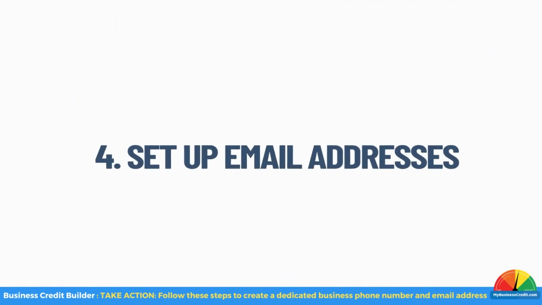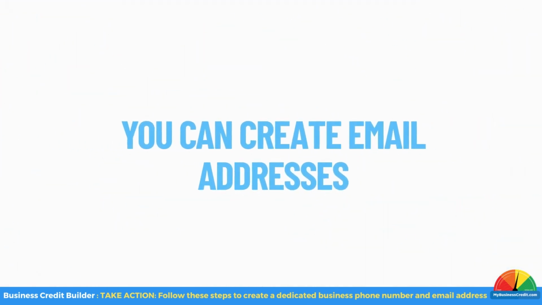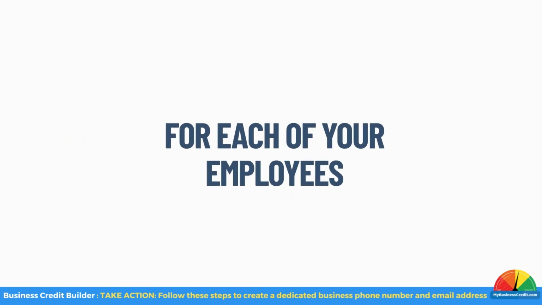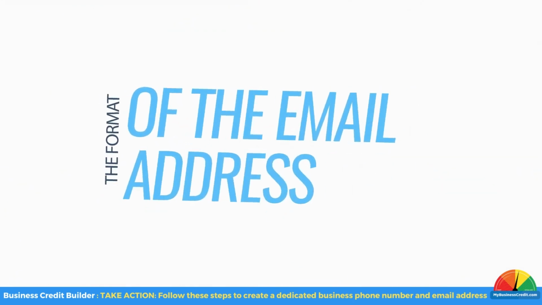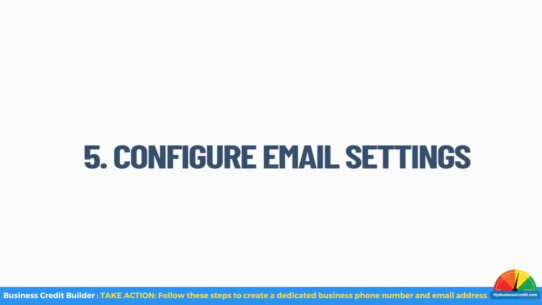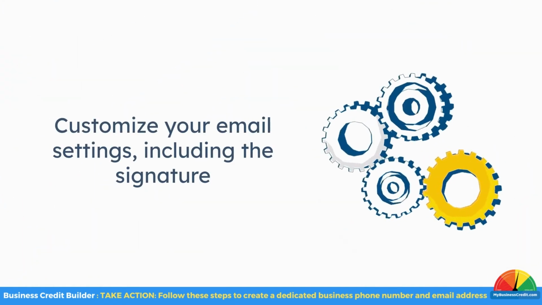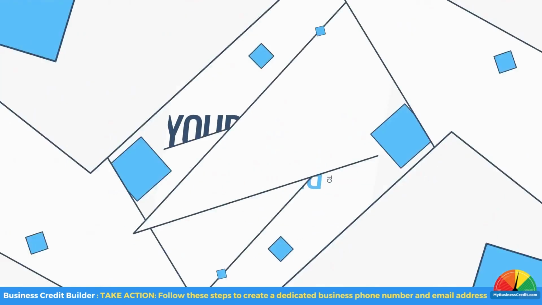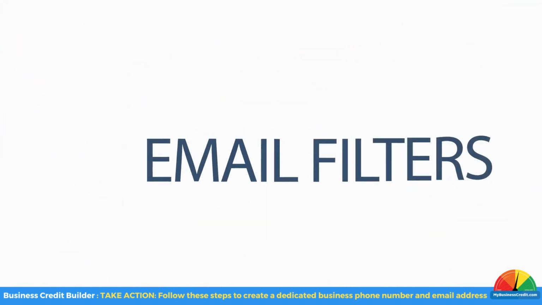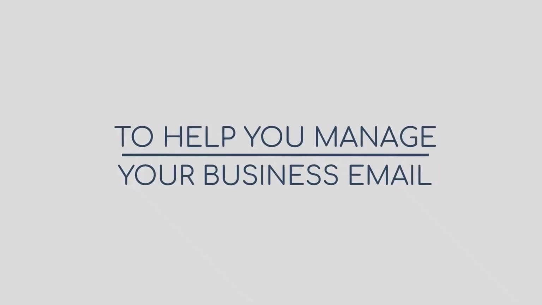4. Set up email addresses. Once your account is set up, you can create email addresses for each of your employees. The format of the email address will often be firstname.lastname@yourdomain.com. 5. Configure email settings. Customize your email settings, including the signature, to reflect your business. You can also set up email filters, autoresponders, and other features to help you manage your business email.